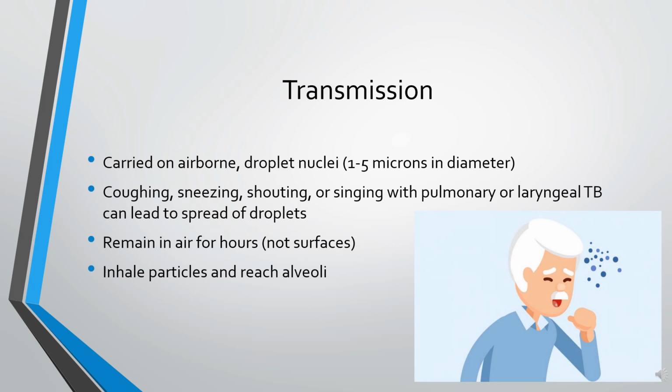The transmission of Mycobacterium tuberculosis. This microbe is carried on airborne droplet nuclei ranging in diameter from 1 to 5 microns. Any coughing, sneezing, shouting, or singing by a person with pulmonary or laryngeal TB can lead to the spread of infectious droplets. These particles can remain in the air for hours, but they cannot survive on surfaces. Once these microbes are inhaled and reach the alveoli, infection proceeds.